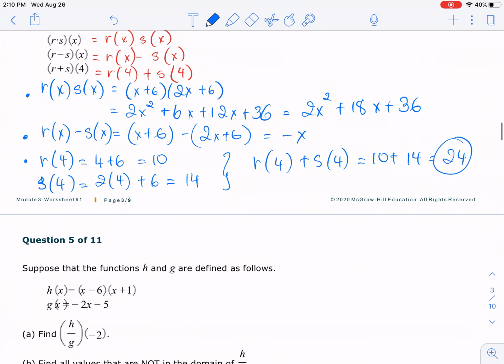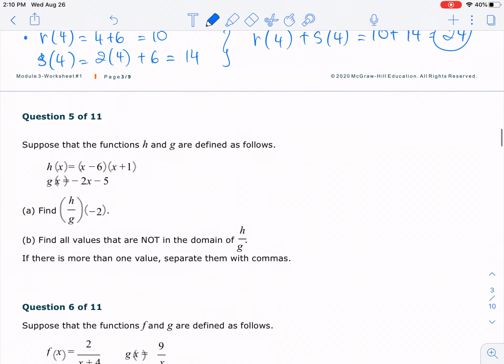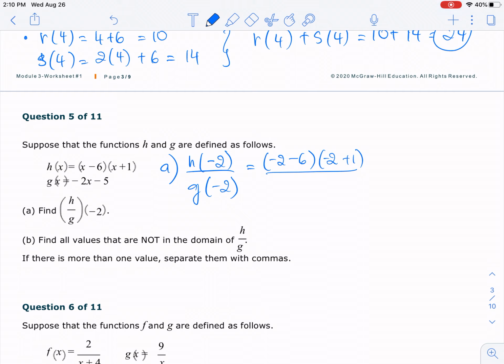All right, moving on to number 5. So h(x) and g(x) are defined as follows. Now, we want to find the division. So like I said, I think it's easier if you evaluate first. So let's do h(-2) divided by g(-2). So h(-2), we have negative 2 plus 1. And on the bottom, I have negative 2 times negative 2 minus 5.